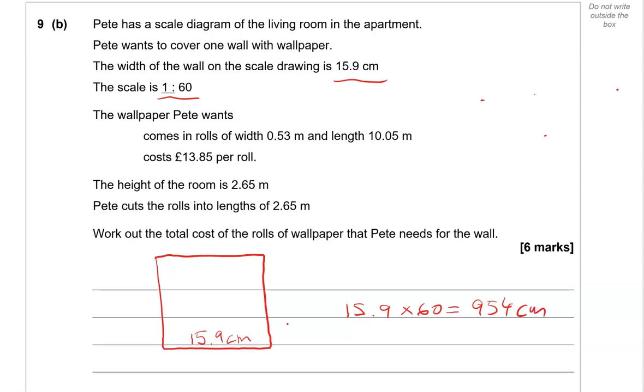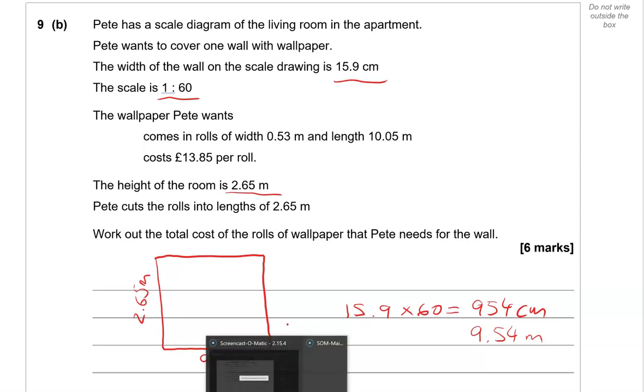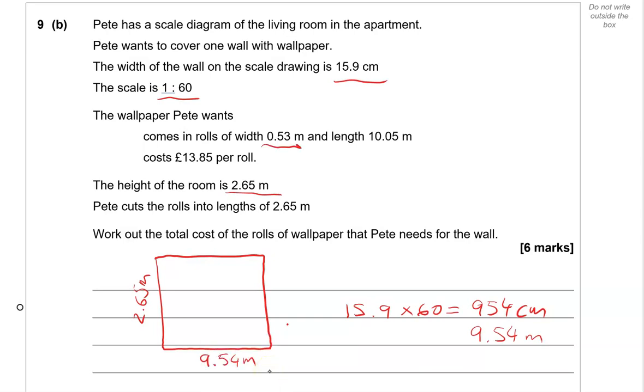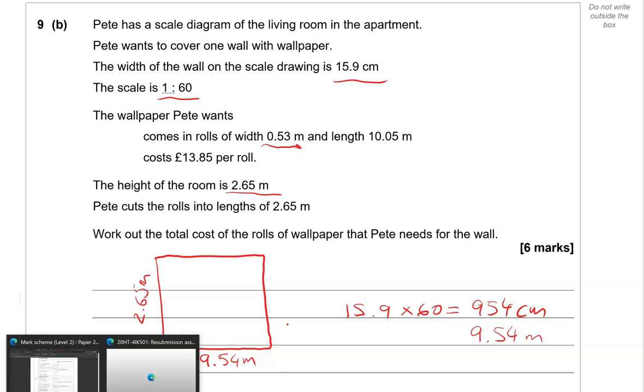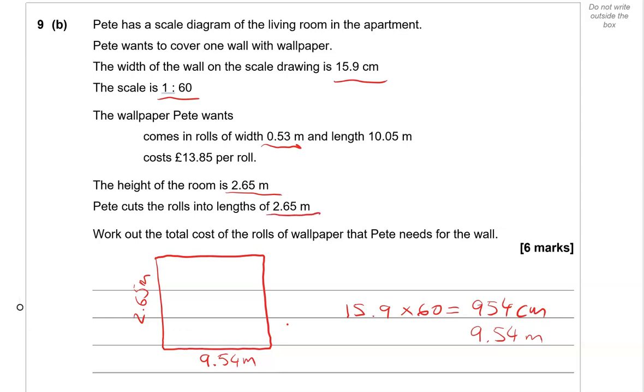As the rest of the units in the question are in meters, we're going to convert this into meters as well. So there are 100 centimeters in a meter. So we're going to divide 954 by 100 to get 9.54 meters. The height of the room is 2.65 meters. So the wallpaper comes in rolls of width 0.53 meters and length 10.05. And also Pete cuts the rolls into lengths of 2.65 meters.